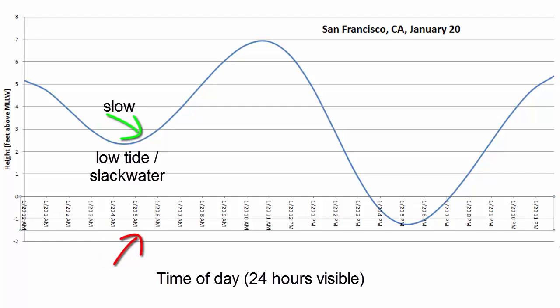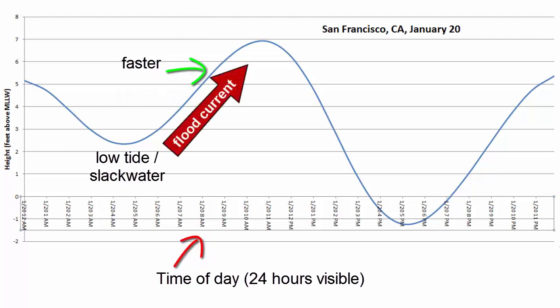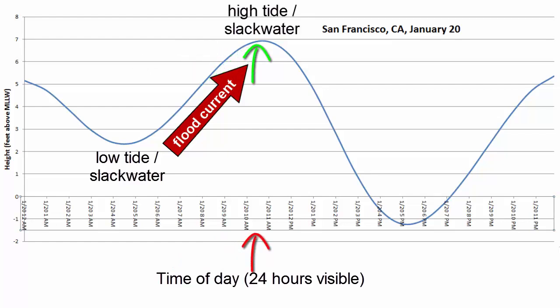After low tide, sea level would rise slowly at first, and then faster and faster. Water is flooding the land. We call this moving water a flood current. It slows down its advance as 11 a.m. approaches. At 11 a.m., it has reached another still point, or slack water, and we are now experiencing high tide.